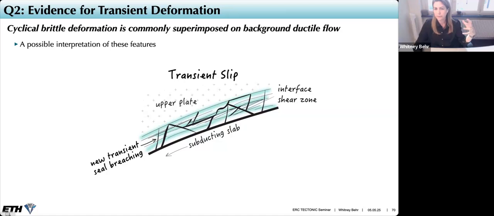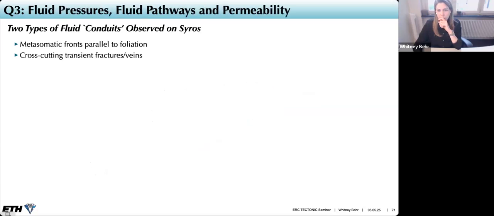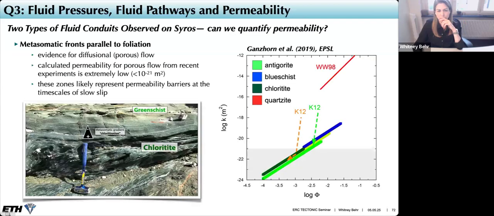So these features potentially resemble a fault valving type mechanism, similar to what several people have interpreted from geophysical data in modern subduction zones. So we wanted to see if we could understand the permeabilities associated with these two forms of fluid conduits, the metasomatic zones parallel to foliation and the cross-cutting fracture systems.